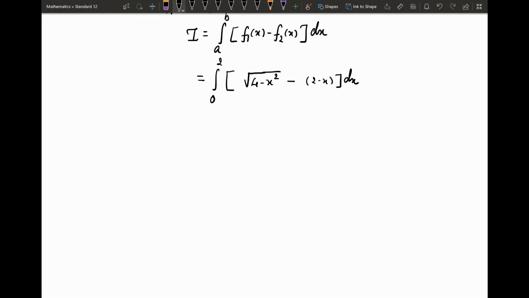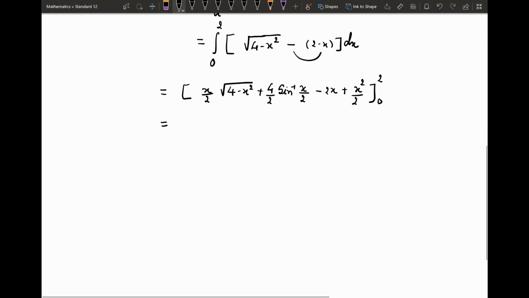So the limit is 0 to 2. Now this is a regular definite integral: x by 2 under root 4 minus x square plus a square by 2, that is 4 by 2, sine inverse x by a, so sine inverse x by 2, minus the integral of 2 minus x, that is minus 2x plus x square by 2, limit 0 to 2.